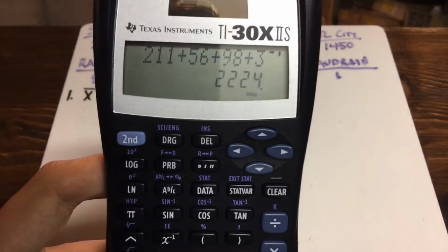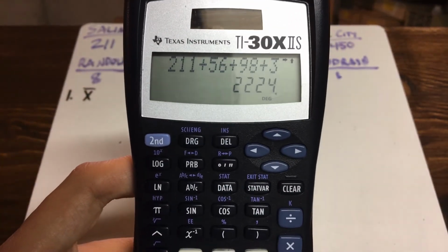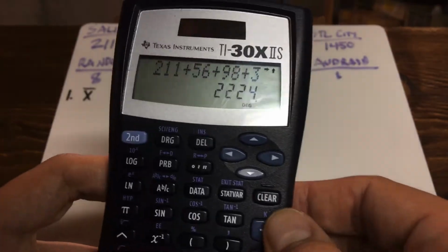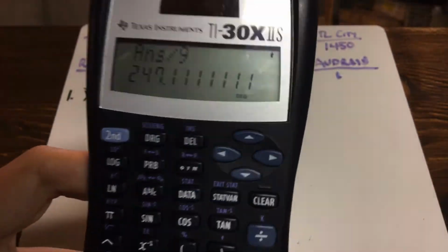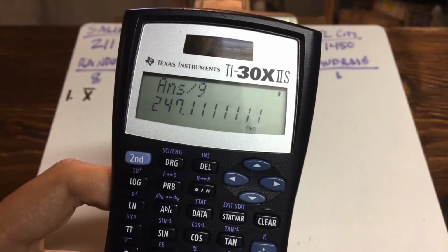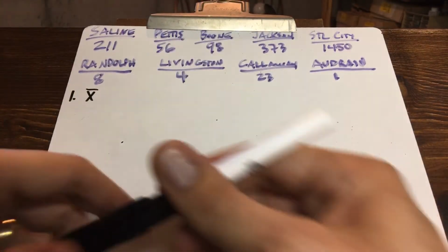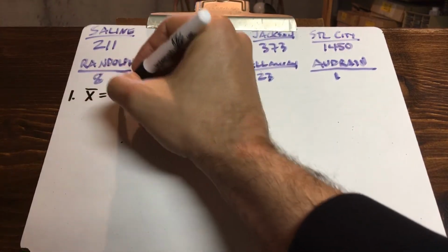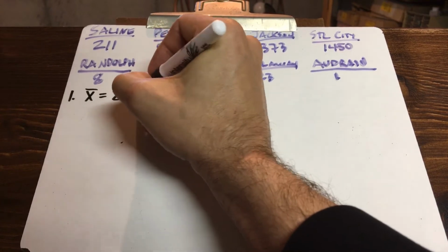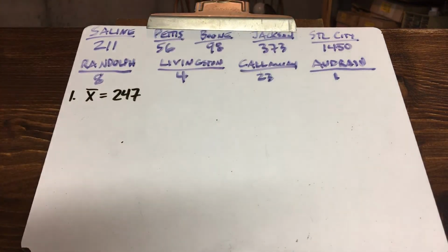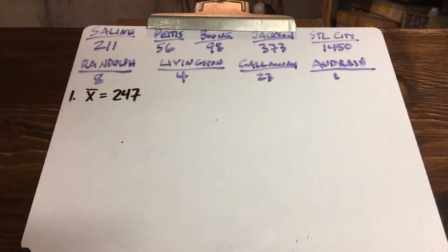2,224. Hopefully you can see that on my calculator. I'm going to divide it by 1, 2, 3, 4, 5, 6, 7, 8, 9, divided by 9. So in my list, I get this, 247.1. Let's just round that to 247, just for the sake of not having decimals in anything. So we're going to act like our mean is 247. All right? Okay, step 2, find the deviation of each data value.